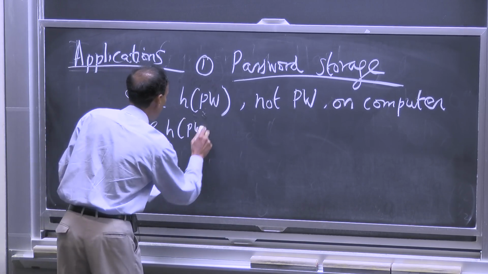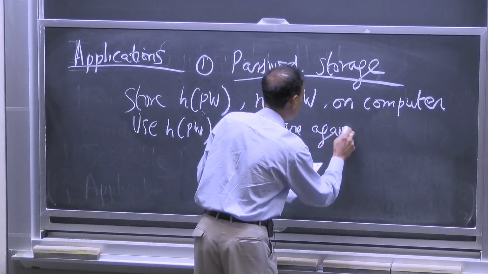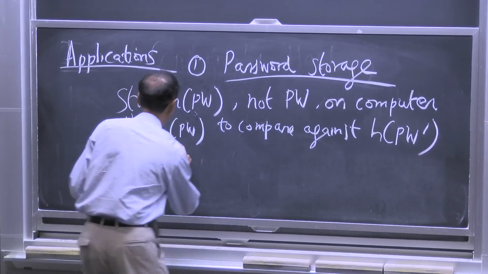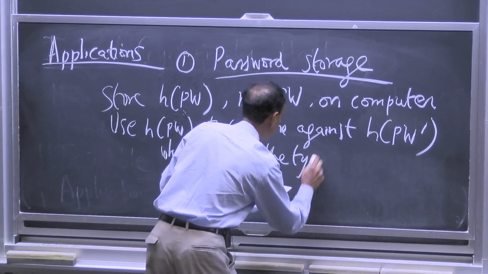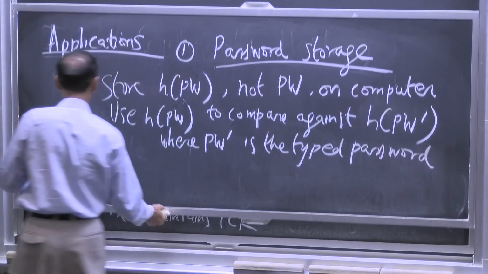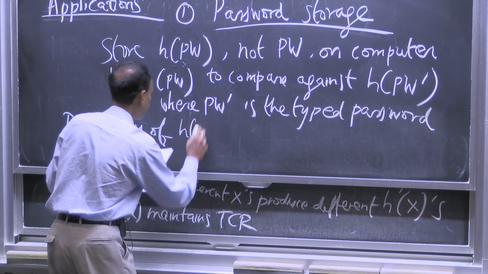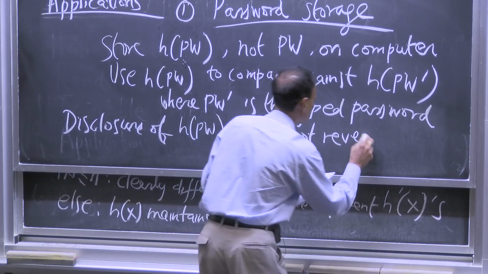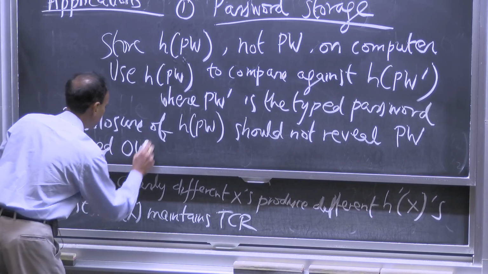How do you let the person log in? You use h of PW to compare against h of PW prime, which is what is entered, where PW prime is the typed password. And clearly what we need is that the disclosure of h of PW should not reveal PW. So we definitely need one-wayness.